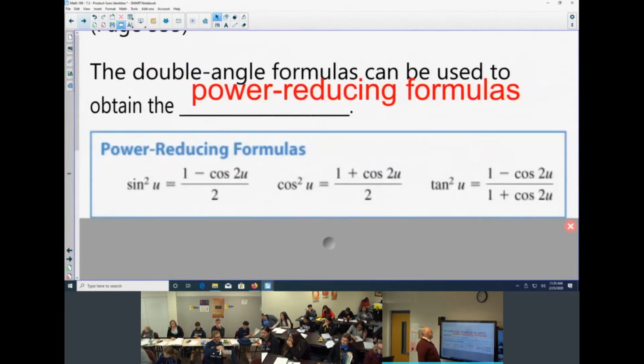All right. So next, the double angle formulas can be used to obtain the power reducing formulas. Now, the power reducing formulas are how to get like sine squared. I mean, this looks more complicated, but it doesn't have a power. And same thing here. None of these have powers on them. Okay? And so that makes it very useful. So like in calculus, for example, it's way more difficult to do calculus on sine squared than on this. Even though it looks more complicated, it's much, much easier.